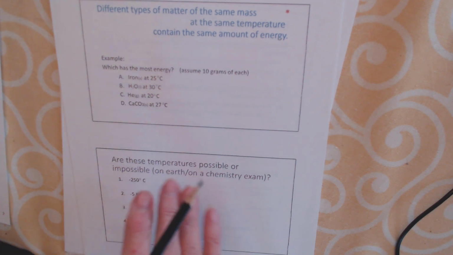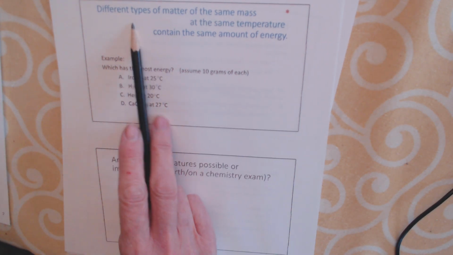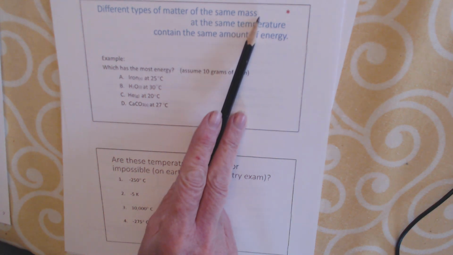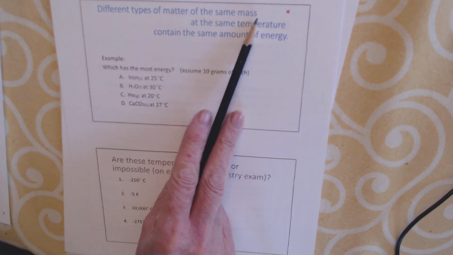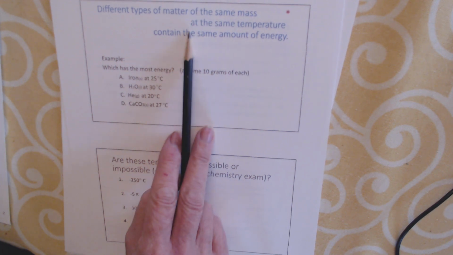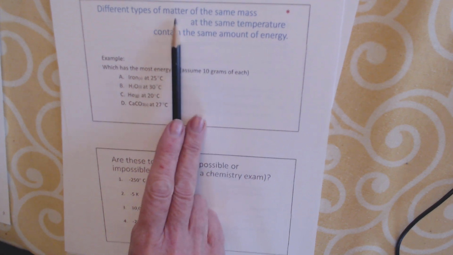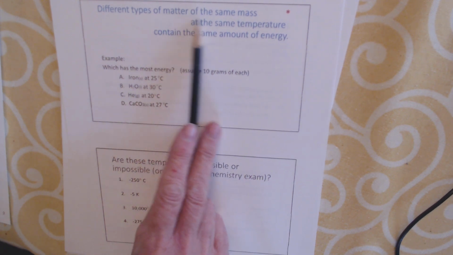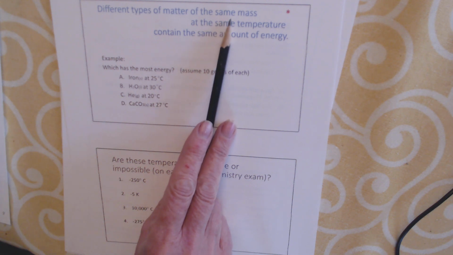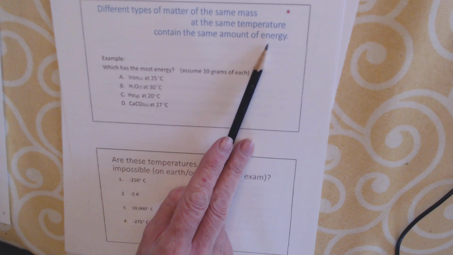All right, here's the next thing you need to write down. Different types of matter, when they have the same mass, and remember when we talk about mass, we're going to be talking about grams typically, right? And they're at the same temperature, contain the same amount of energy. Okay, so it doesn't matter, no pun intended, what the object is or what the system is. If it has the same mass and it's at the same temperature, it's got the same amount of energy.